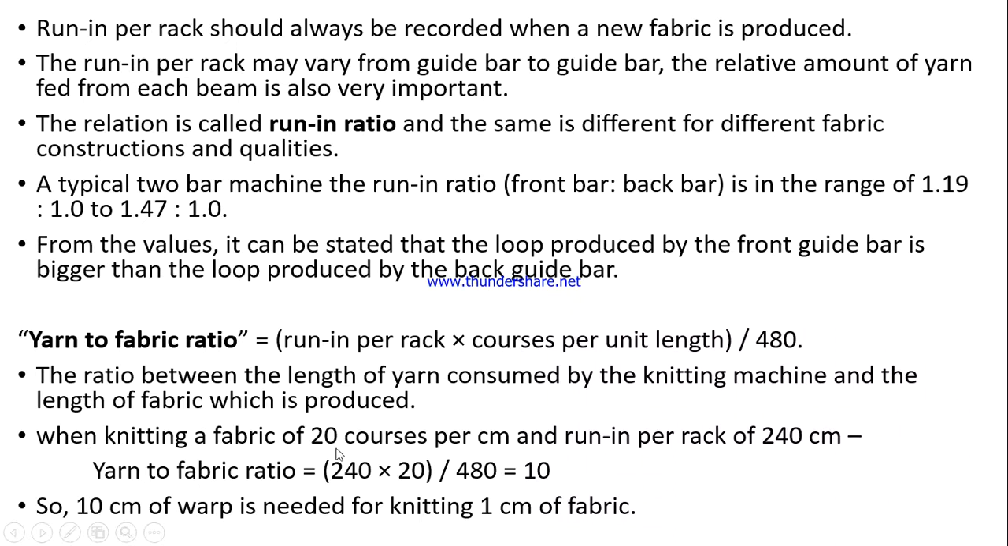When knitting a fabric of 20 courses per centimeter and run-in per rack of 240 centimeter, then the yarn to fabric ratio will be equal to 240 multiplied by course per unit length, that is 20, divided by 480, equal to 10. So that represents that 10 centimeter of yarn is needed for knitting 1 centimeter of fabric. So for manufacturing a particular length of the fabric, you can calculate how much yarn is required if you know the yarn to fabric ratio.